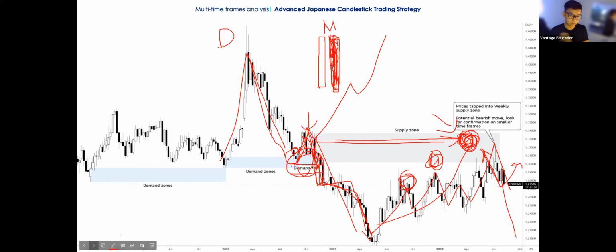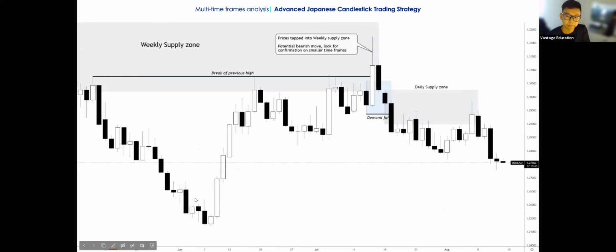Okay, that's kind of out of the context of this session, but just a little bit more information on that. Okay, this is a zoomed in image of what's happening at the supply zone.